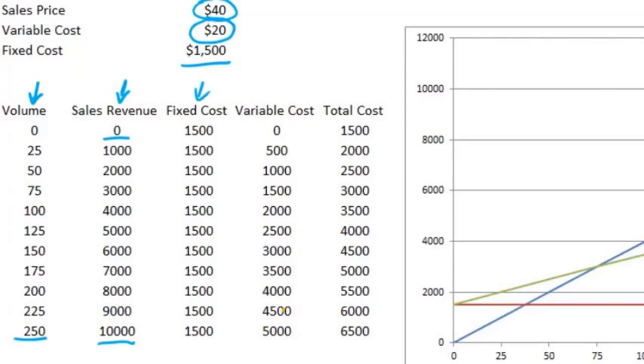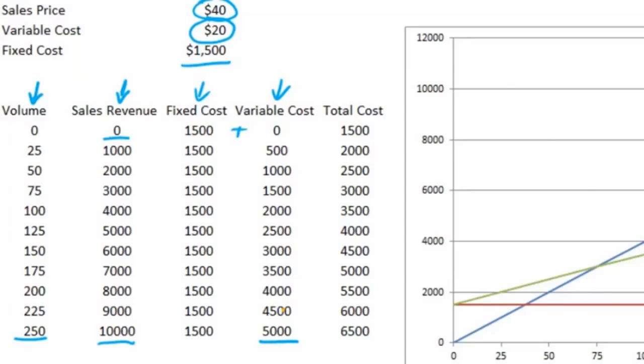And then I have the fixed costs, which are fixed. So you can see no matter what the level of sales volume, it's $1,500. That is a fixed cost. And then I have my variable cost, which is just the cost of prints that we have to buy, and that's $20 per unit. So 0 units would have 0 variable cost. At 25 we would have $500, which is just 25 times $20, and all the way down to 250. We sell 250 prints at a variable cost of 250 times 20, or $5,000.